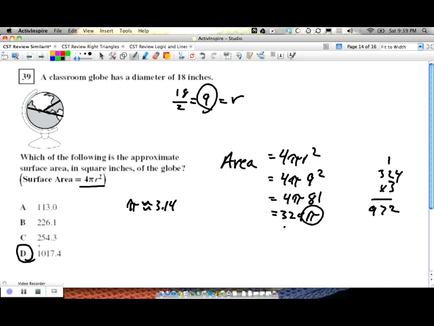972. But the only one even close is this one. And it makes sense that it's more than what I used because I multiplied by 3 instead of 3.14, the usual approximation for pi. I could have even ruled out the other ones because when it said 324 pi, there's no way that any of these would be close to that. So the answer had to be D.